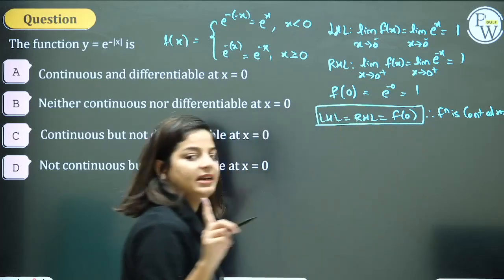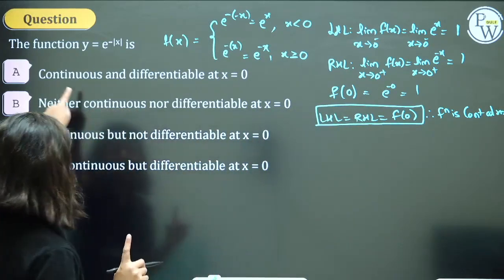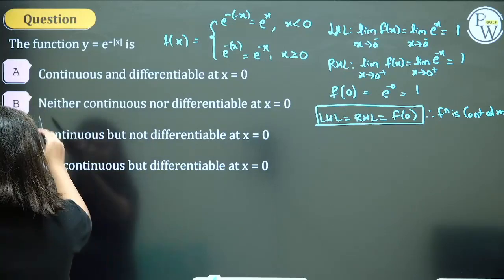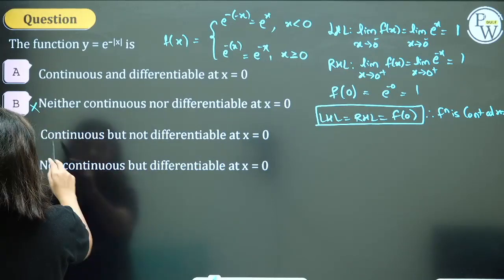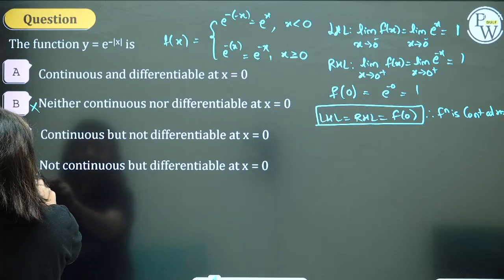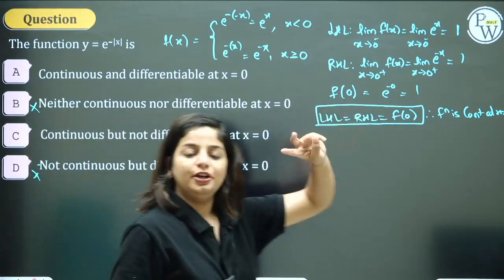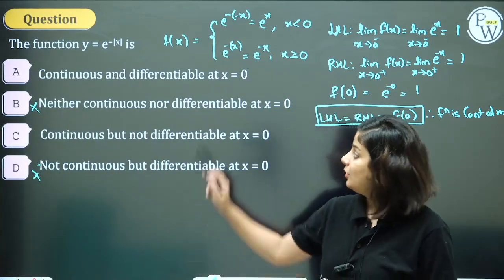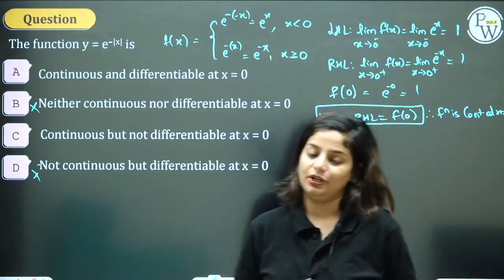Continuity is verified, guys. The function is continuous. Okay, option A can be correct. B is out. C can also be correct. D is also out. So based on continuity, two options are out. Now we have to check about the differentiability also.